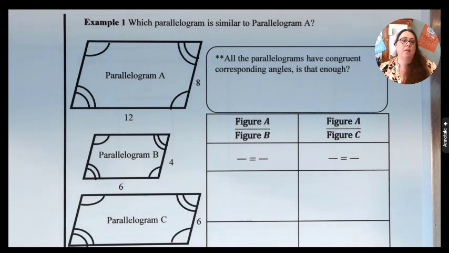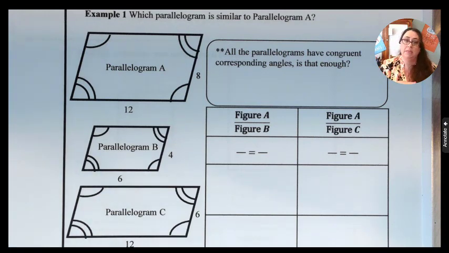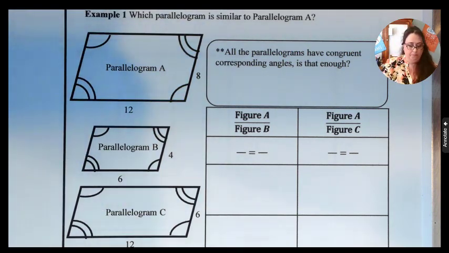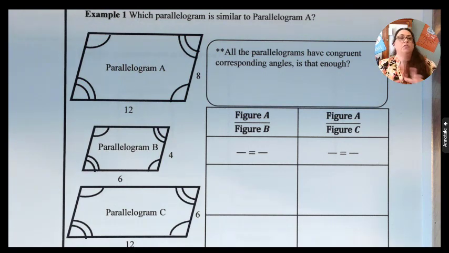Then we're going to look at parallelogram B and C and try to figure out which one is similar to parallelogram A. We're going to look at the angles and the sides, because when we're looking for similar figures, we have to consider both angles and sides. So let's talk about what they look like and take care of the angles to begin with. Angles are usually straightforward because they either are or they are not equal.